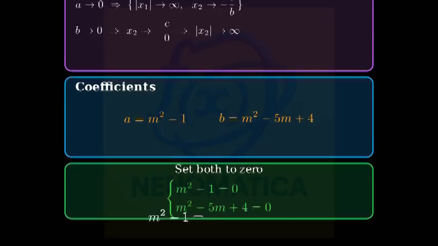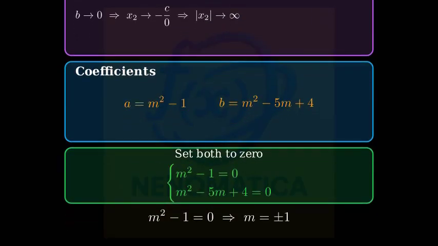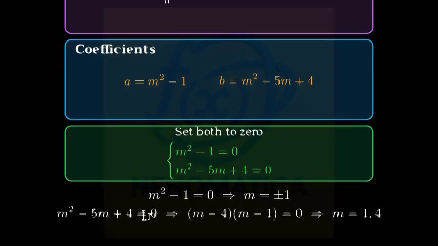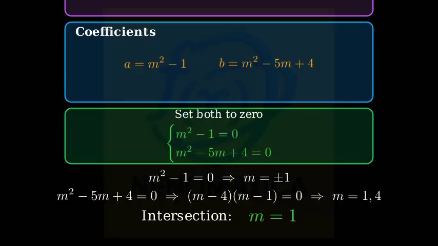Solve them. From m squared minus 1 equals 0, we get m equals plus or minus 1. From m squared minus 5m plus 4 equals 0, we factor to (m minus 4) times (m minus 1) equals 0, giving m equals 1 or m equals 4. The common value is m equals 1.